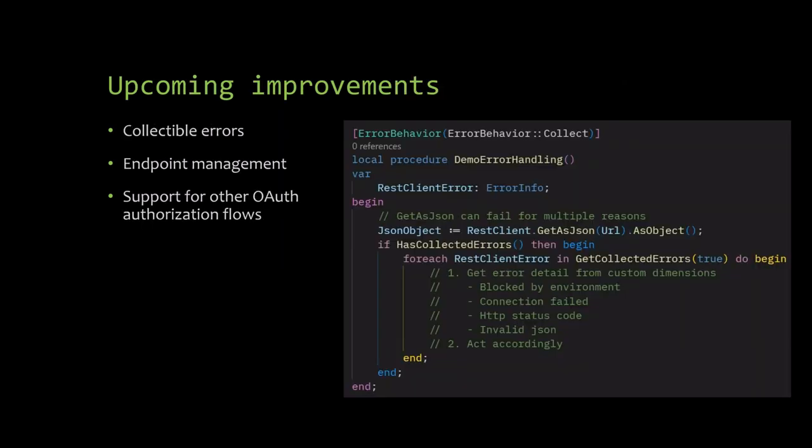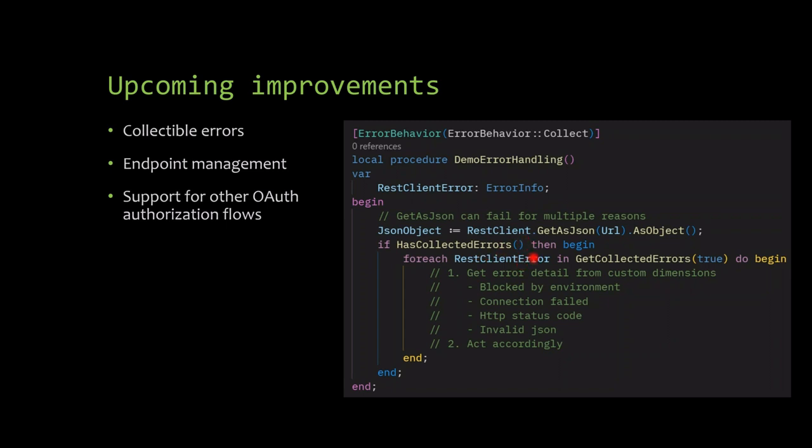And what can you do with that? If you call it in a function that is marked with error behavior collect, then you can call the GetAsJson as object. It is not going to fail. It will not raise any error, but it will just exit. And then you can test if there are any collected errors.